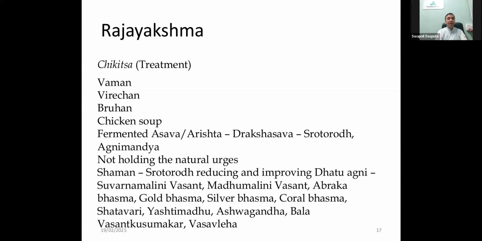Medicines are planned accordingly. So, what are the medicines which can be given? Suvarna Malini Vasanta.